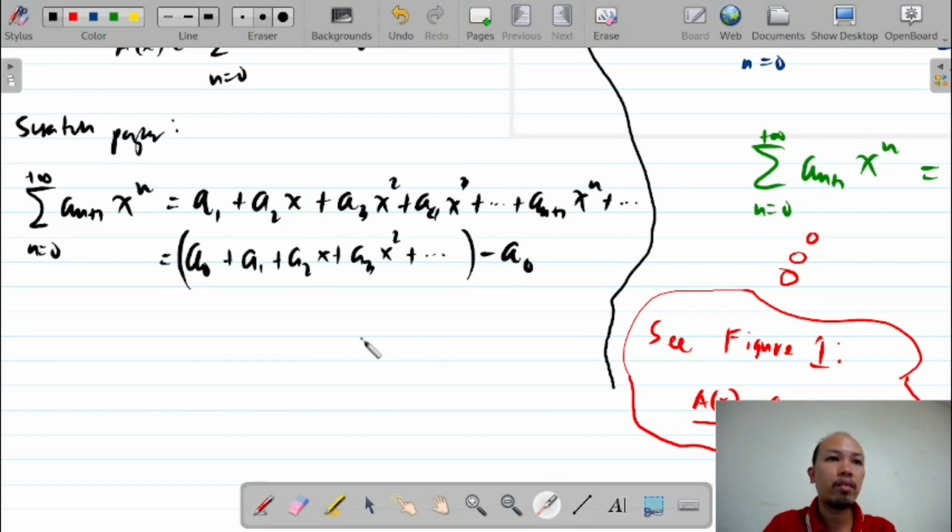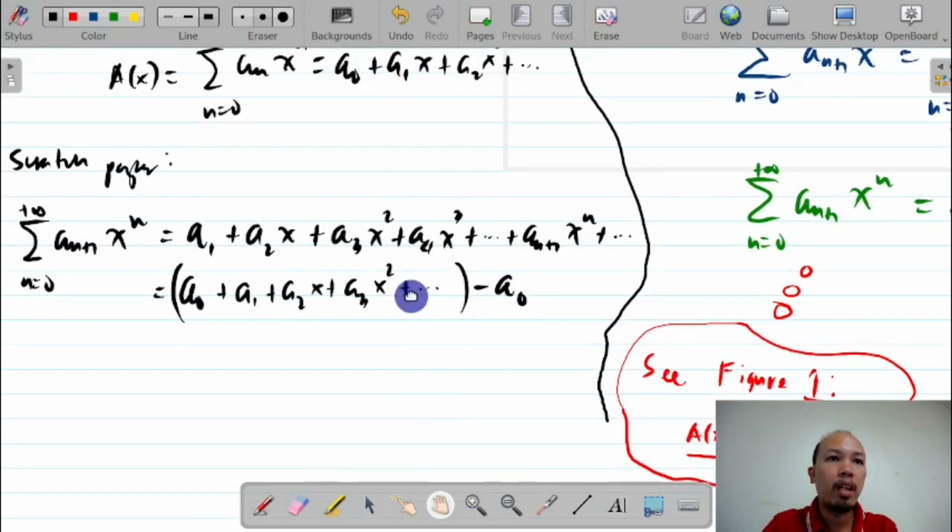Okay, and notice that they are just the same. They are just the same as the given here. So what we will do here is to express the given into this form, so that we can show that it is equal to this one here.